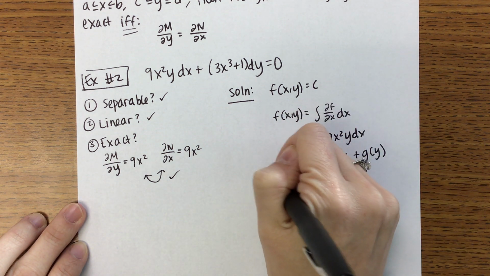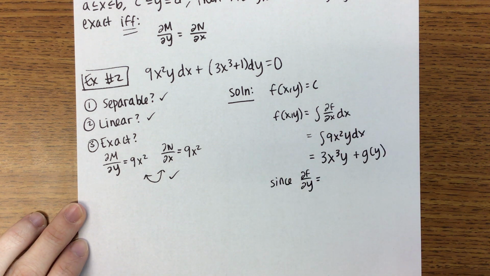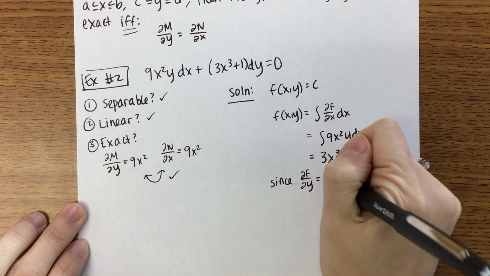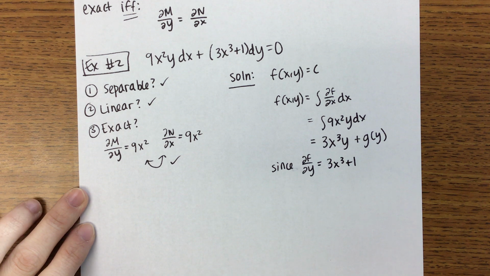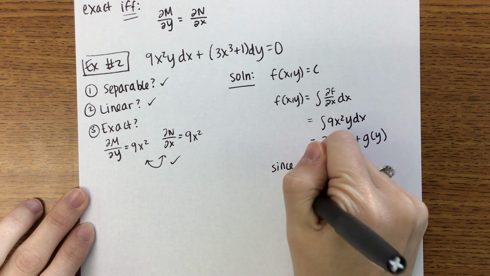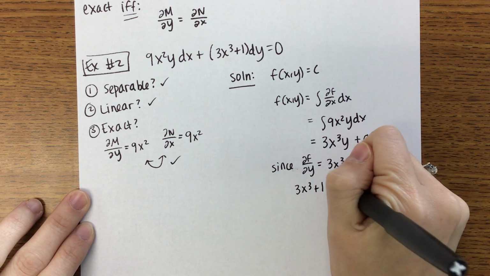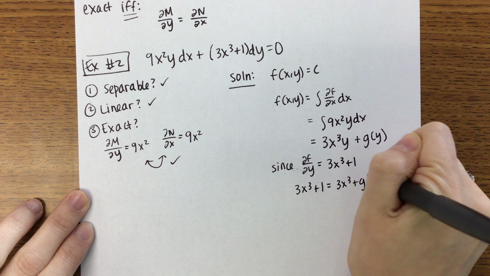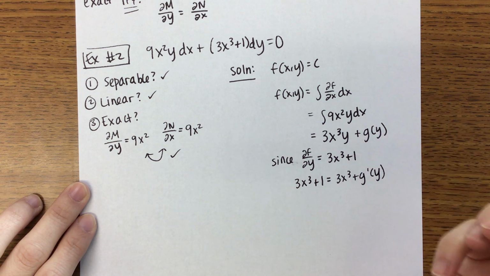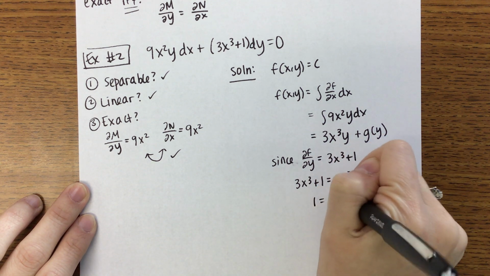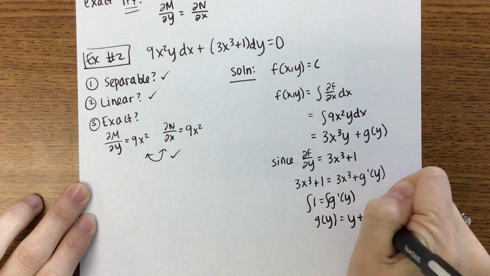After this then, partial of f with respect to y, that has to be equal to 3x cubed plus 1. So we get that 3x cubed plus 1 is equal to, take the derivative with respect to y, we get 3x cubed plus g prime of y. So we get 1 equals g prime of y. Our g of y then is equal to y plus c.